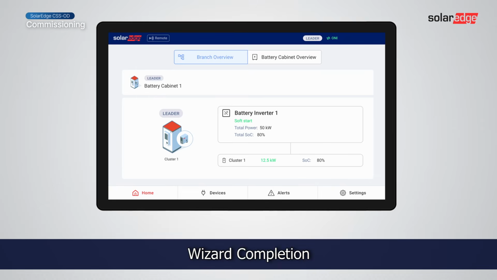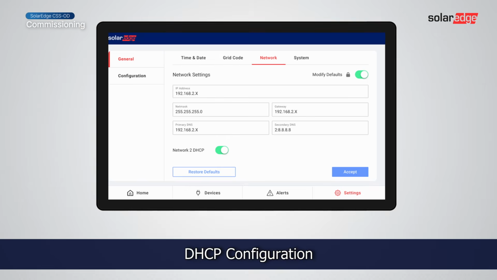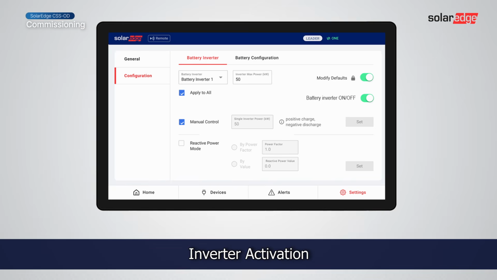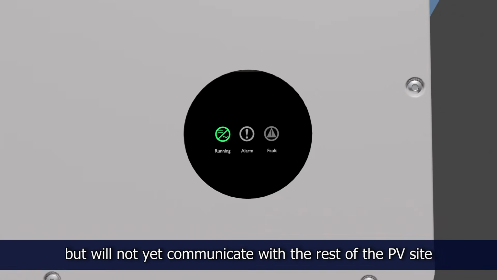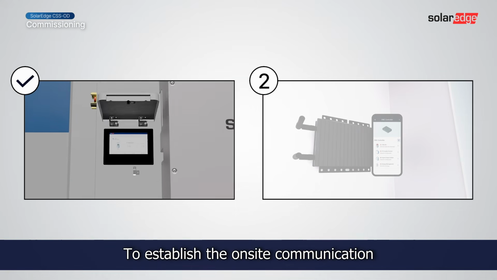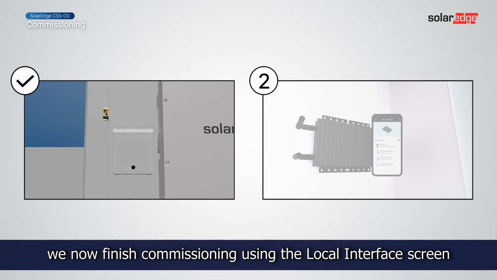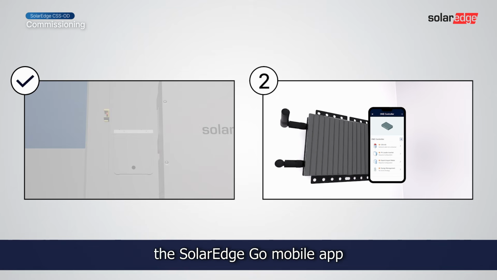After completing the wizard setup, continue with the following steps: firmware upgrade, DHCP configuration, and inverter activation, as shown earlier in this video. Once all steps are completed, perform an AC and DC reset. Once done, all units will be running, but will not communicate with the rest of the PV site. To establish the on-site communication, we now finish the commissioning using the local interface screen and continue to the SolarEdge Go mobile app.